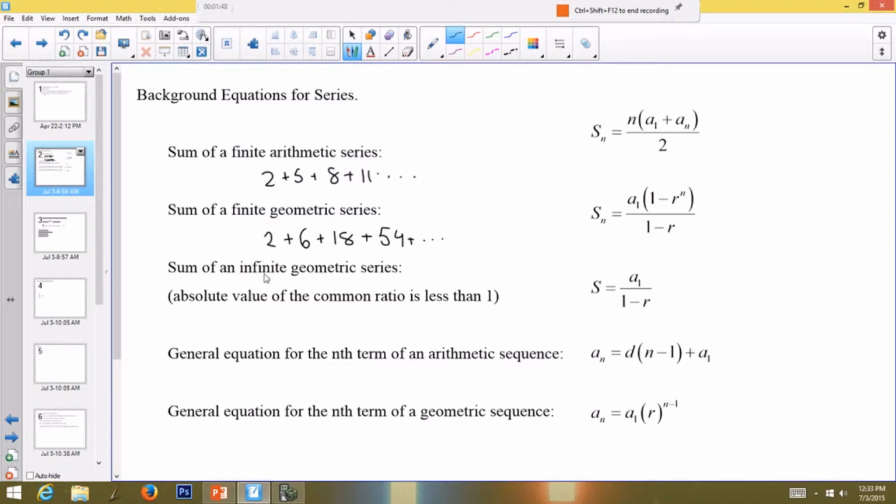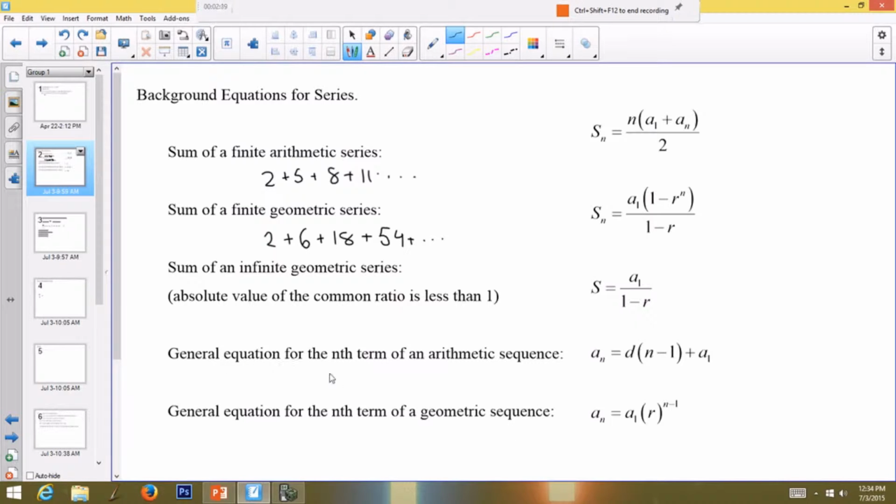Okay, so the sum of an infinite geometric series, you can sum up certain specific geometric series, and that is if the common ratio is less than 1. This particular series would not have an infinite sum because its common ratio was 3, and that is definitely bigger than 1, so we can't do that.